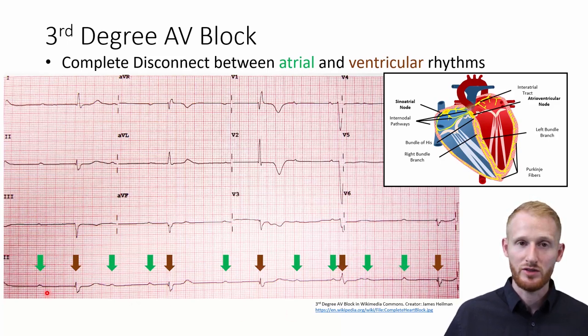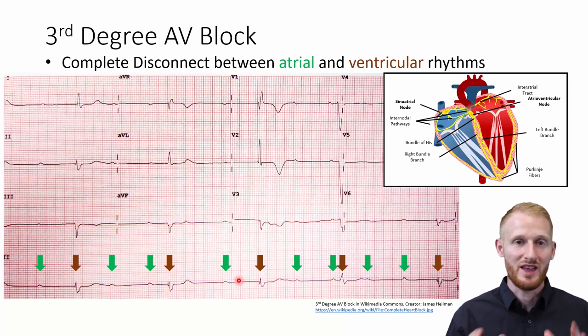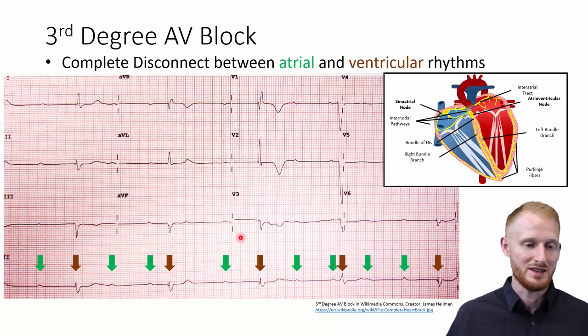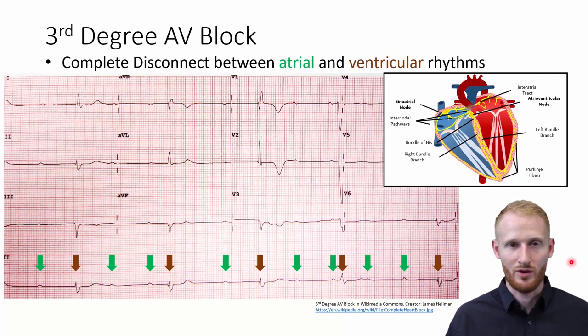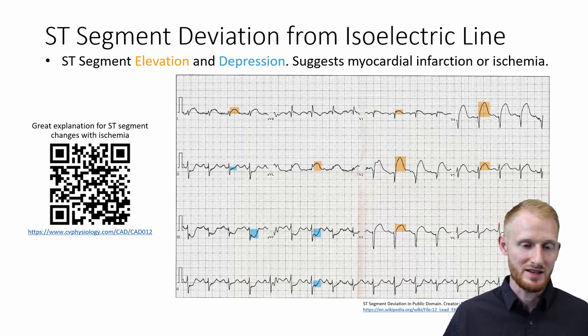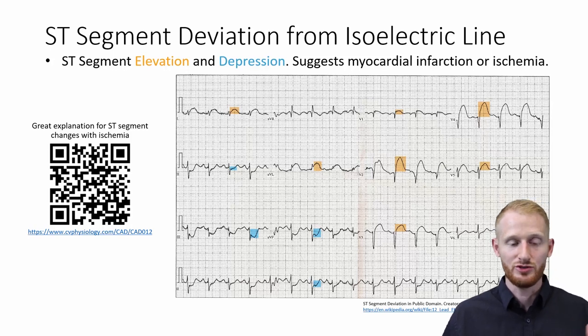And if you look though, the QRS complexes, these brown ones, they're not happening at the same intervals as the P waves. Each one is happening at a regular interval, but they're not coordinated with each other. They have different intervals. And that is, again, the third degree AV block, where there's no electrical signal getting through the AV node, and so the atriums and the ventricles end up just doing their own thing and not being coordinated anymore.